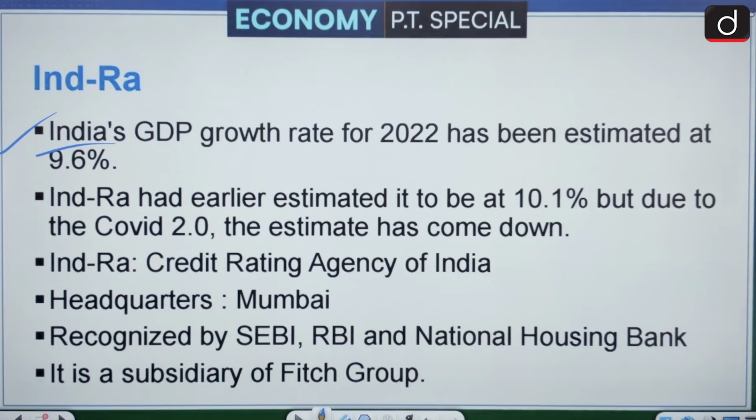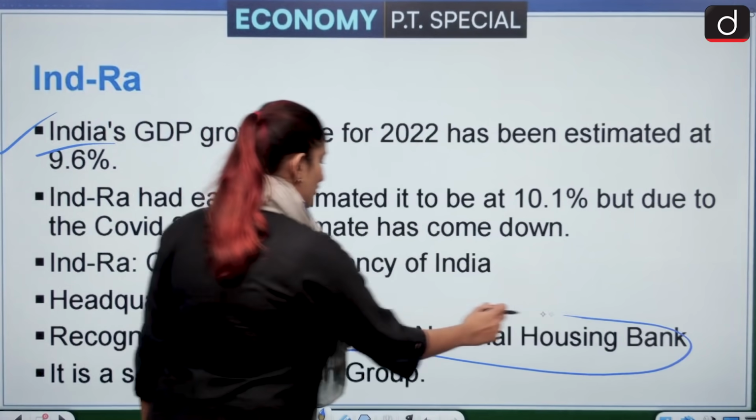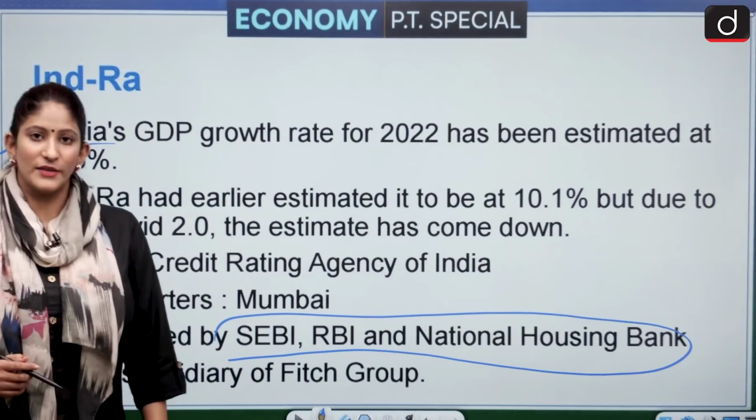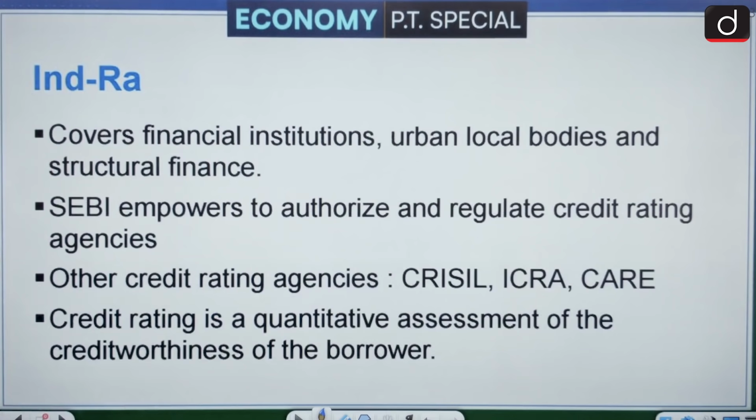It is also recognized by SEBI, RBI and National Housing Bank. Okay, take a screenshot of this. SEBI, RBI and National Housing Bank, they have recognized it. And it is a subsidiary of Fitch Group. It covers financial institutions, urban local bodies and structured finance.